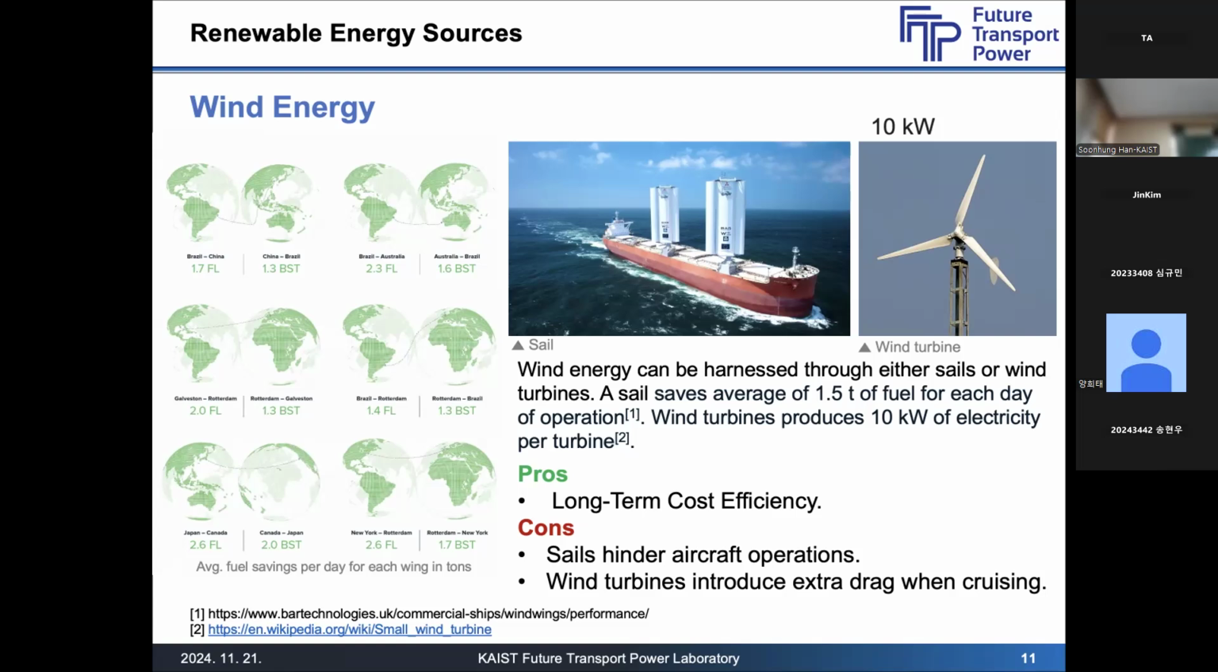So the pro would be its long-term cost efficiency, which is a characteristic of wind energy. However, such a big sail would hinder the aircraft operations. Even though it can be stowed, it takes time and it will hinder the quick operation of aircraft in emergency situations. And wind turbines would introduce extra drag when cruising.